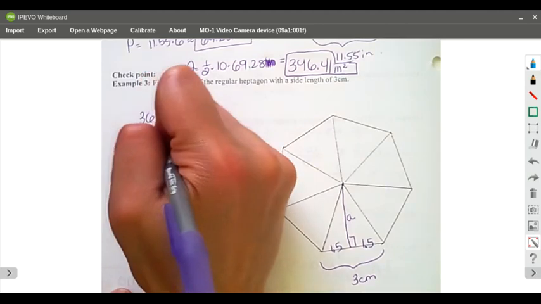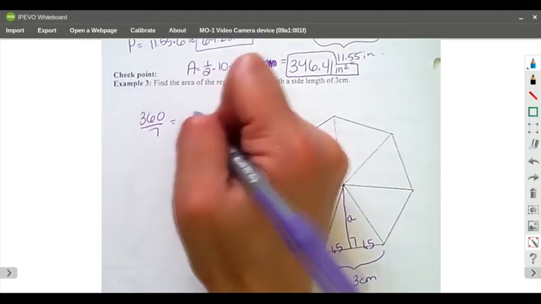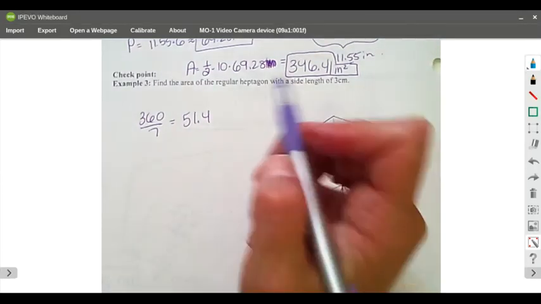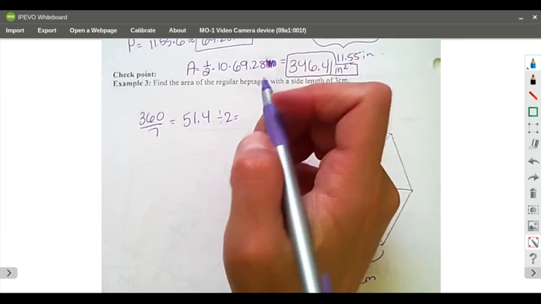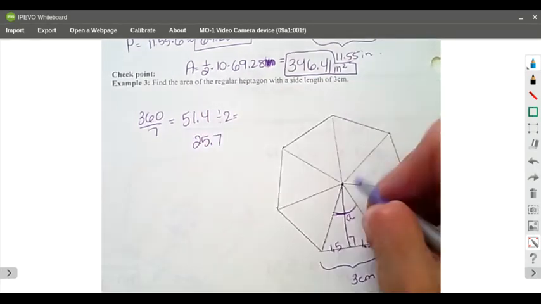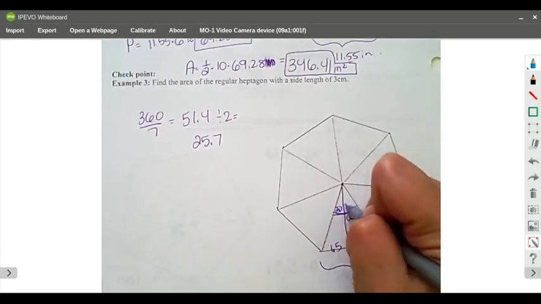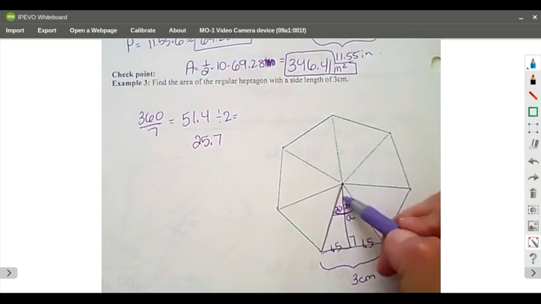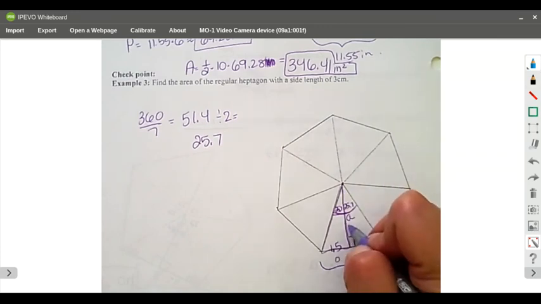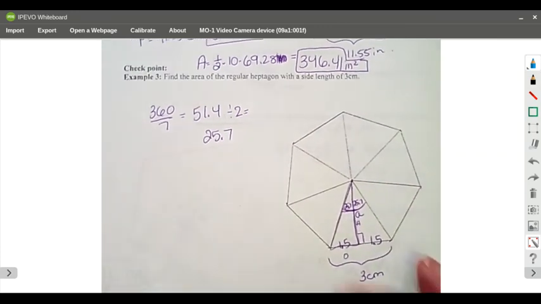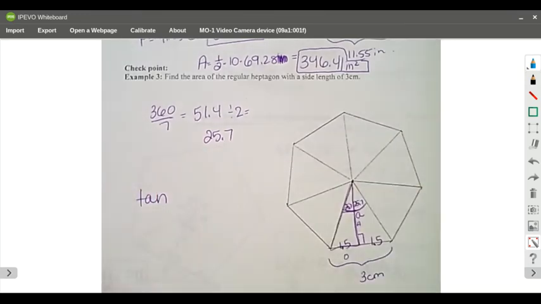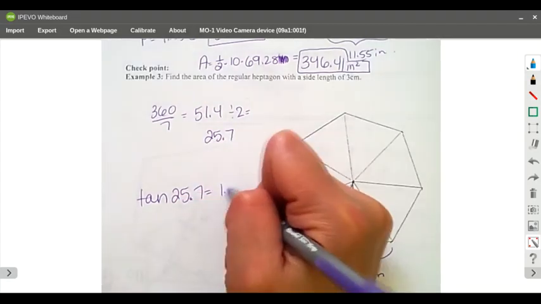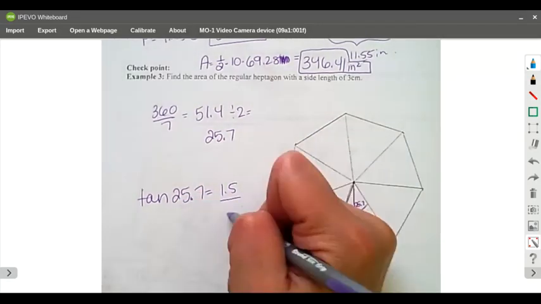So we're going to do 360 divided by 7, which is about 51.4. And so that's for this whole thing is 51.4. You have to remember to cut that in half. So that's about 25.7. So this is 25.7 and this is 25.7. So then you focus on just one triangle. Again, we have opposite and adjacent. So we're going to use tangent again. So we're going to have tangent of 25.7 equals opposite, which is 1.5, over adjacent, which is A.